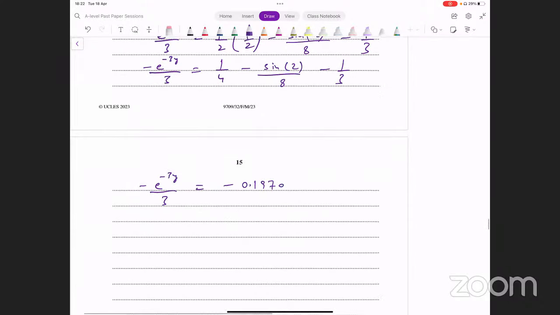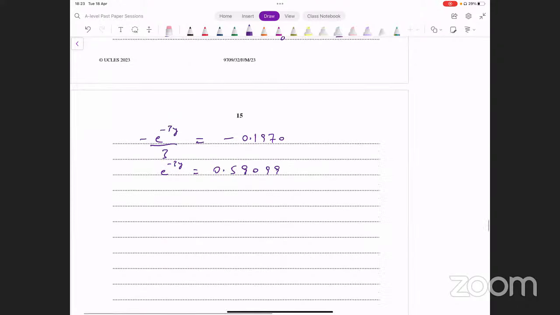ओके, माइनस माइनस खत्म कर दें. यू हैव e raised to power minus 3y equal to 3 into this. 3 से मल्टीप्लाई करें इसको. This gives me 0.59099. Okay, now we need to find the value for y.